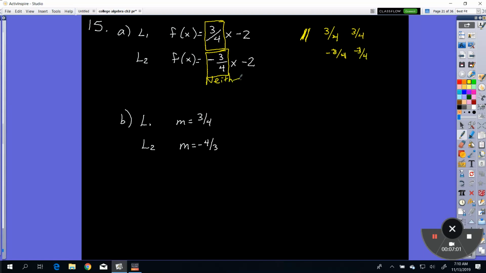Because perpendicular, I would have one be positive and one be negative, but it has to be the negative reciprocal. So I don't have that to be perpendicular. So now looking at part B, I have a positive 3/4 and a negative 4/3. So that is perpendicular.